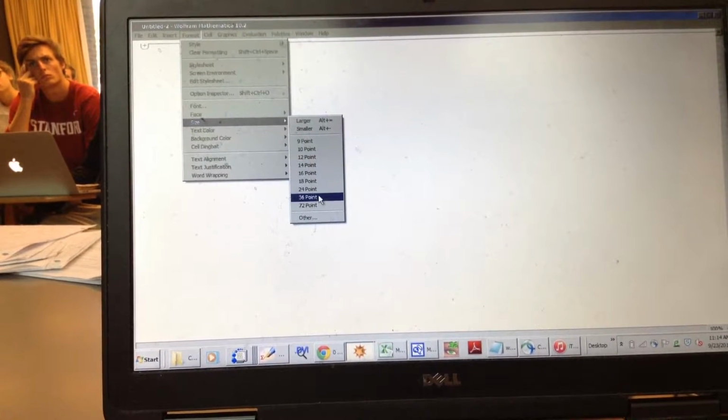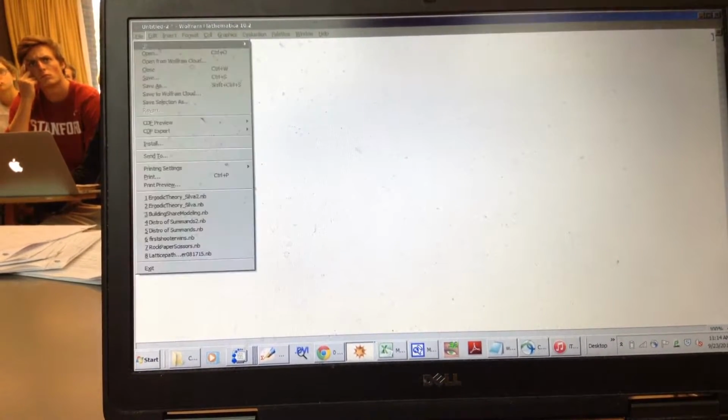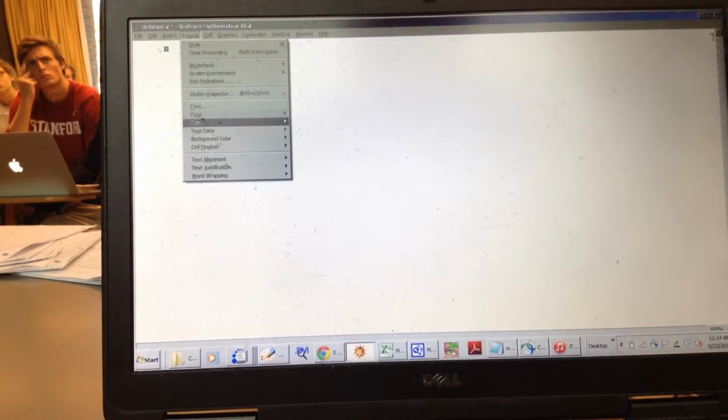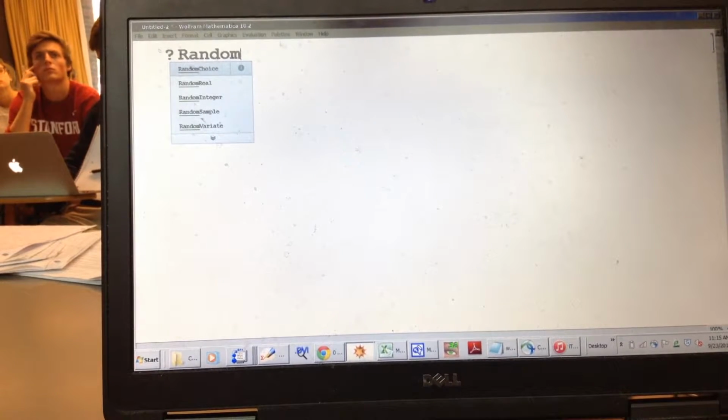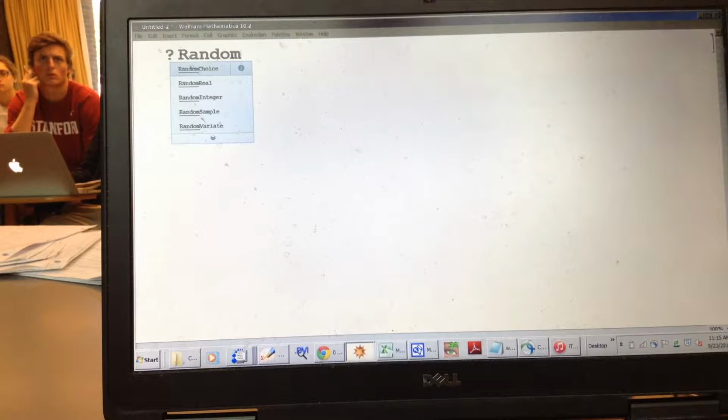I'm going to increase the font size so it's viewable. If I do question mark, oh, come on, it's supposed to be large. Let's try it again. All right, so if I type question mark and start typing random, why do you think I'm typing in the word random? I want a random variable. What am I trying to do? What's the goal? I want to simulate dealing. I want to somehow randomly assign the cards.